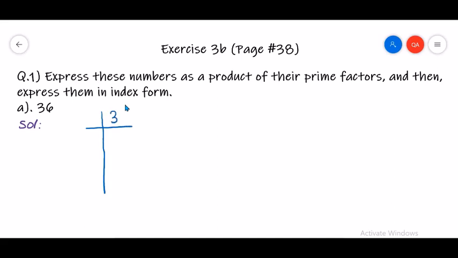If we think about this number 36, it is an even number. Why? Because this number has 6 in its units place. So the smallest even prime number, 2, can divide this number. So we will write 2 over here. 2 ones are 2 and 2 eights are 16.